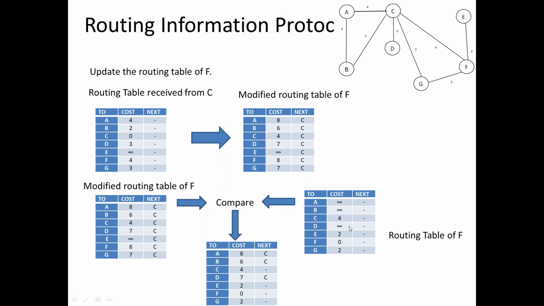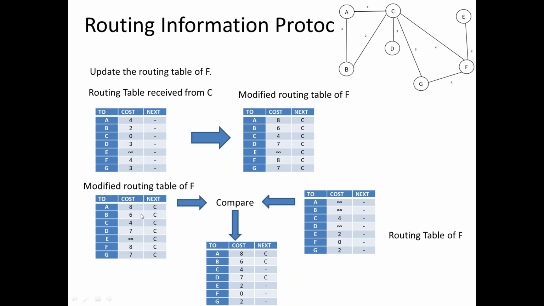Now I have to compare the initial routing table of F and the modified routing table of F. When we compare this, we have to consider the least cost. For A, the cost is 8 through the node C, the intermediate node is C, but in the initial table we have the value infinity. So I have to take the value 8 and the node C. That is what I have given in the first entry: A, the cost is 8 and the next node is C.